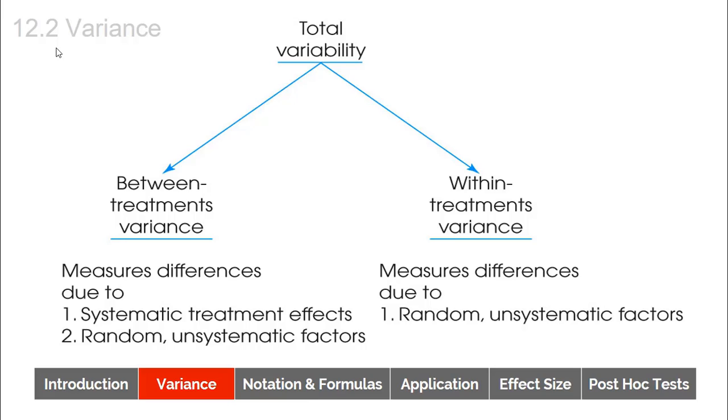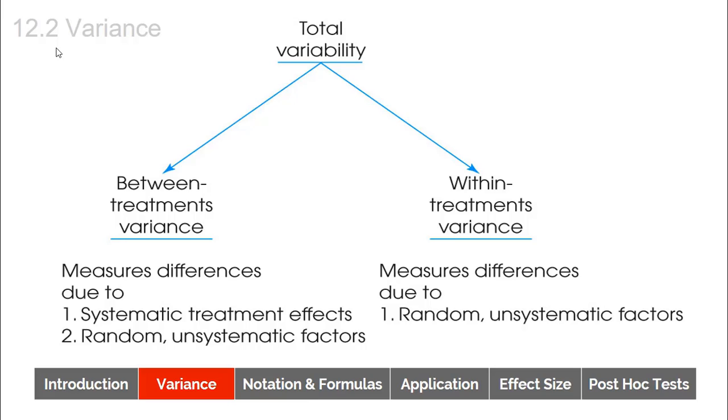So we have total variability, all the ways that the scores vary. And we break that down into two different types of variance. There's between treatment variance and there's within treatment variance that we've already talked about.